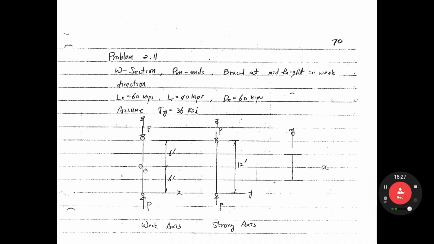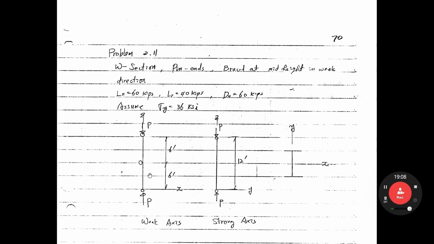And the pin-ended column, as you see, is braced at mid height in the weak direction. This is the weak axis and strong axis. At the middle, there is some brace in the weak axis. Strong axis, just top and bottom. So the live load is 60. Another live load, that is roof load, is 40, and dead load is 60. Sigma y equal 36 ksi. So we have to determine an appropriate section using different design approaches, ASD, PD, and LRFD.